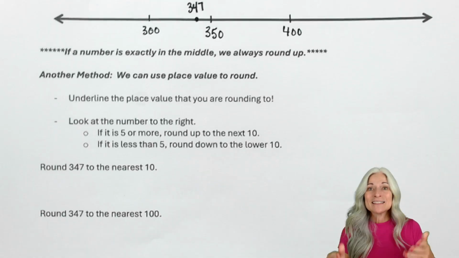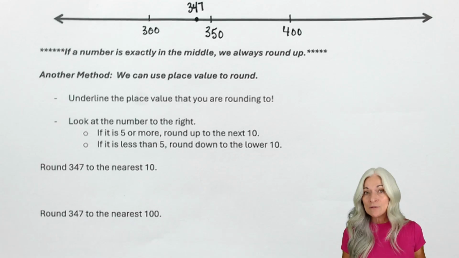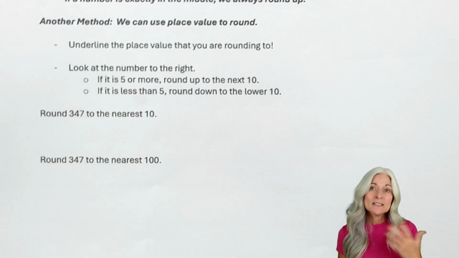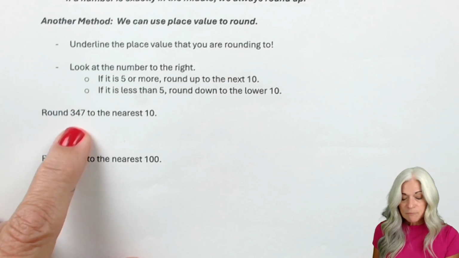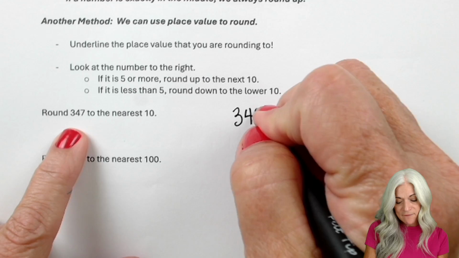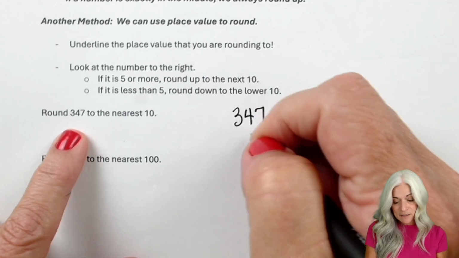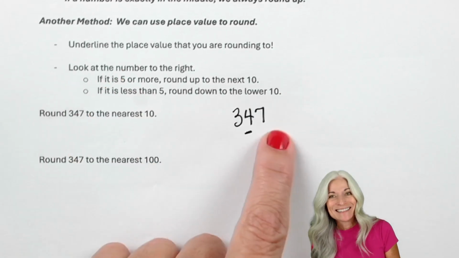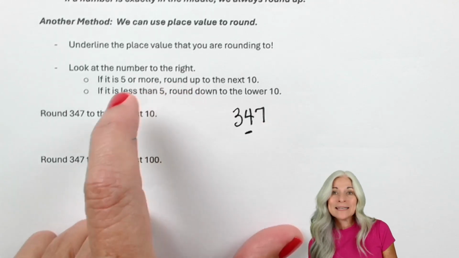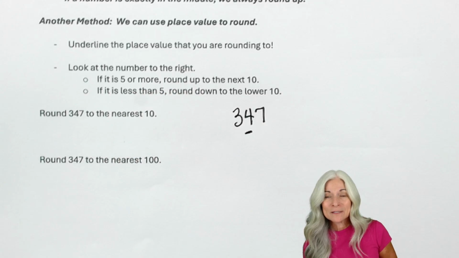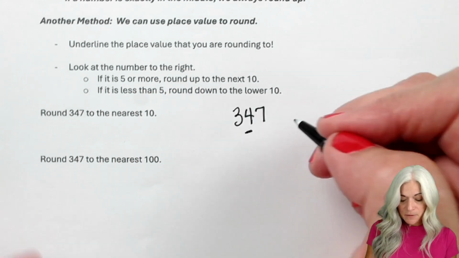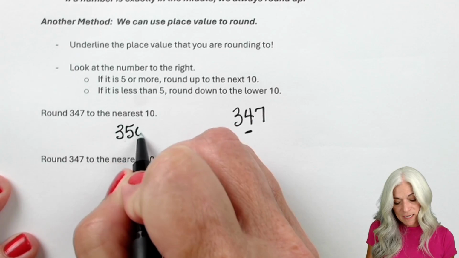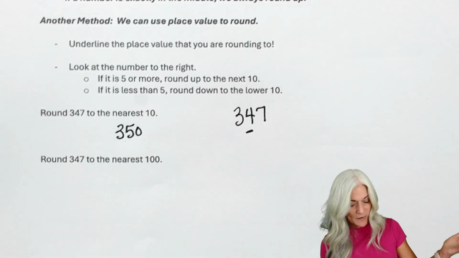Now, the other method, like I said, likely the method that you learned, is using place value to round. When we're using place value to round, we underline the place value that we're rounding to. So if we're looking at 347 and rounding to the nearest 10, I'm going to underline that 4 in the tens place. Look at the number to the right of it. If it's 5 or more, round up. If it's less than 5, round down. This one is more than 5, so rounded to the nearest 10, it's going to be 350. 40 would round up to 50.